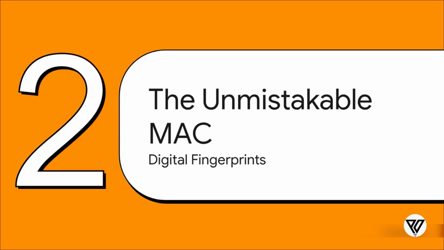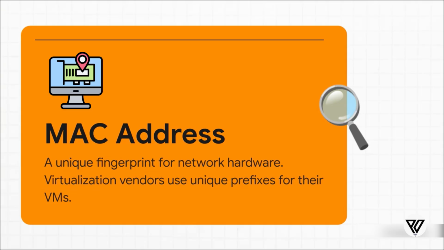So let's move on to our next clue. And this one is the digital equivalent of a perfect fingerprint. I'm talking about the MAC address. So what is a MAC address? Basically, every single device that connects to a network, your phone, your laptop, whatever, has what's called a media access control address. Just think of it like a permanent, unique serial number for its network card. And since virtual machines need virtual network cards, guess what? They get their own special kind of serial number too.